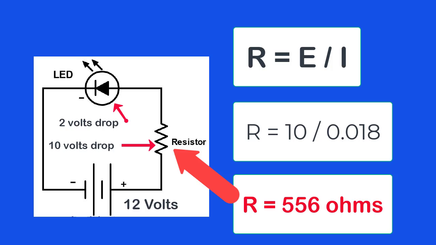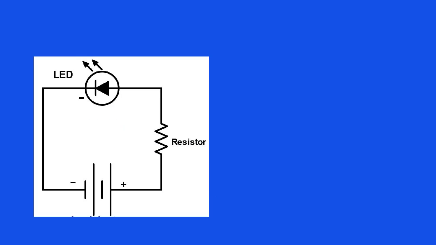Note, in electronics, the values can be close and still work just fine. You actually don't need to find a 556 ohm resistor. Something close to that will work just fine. I would suggest that we use a 470 ohm resistor because 470 ohm resistors are common and easy to find, and it will work just fine in this circuit.